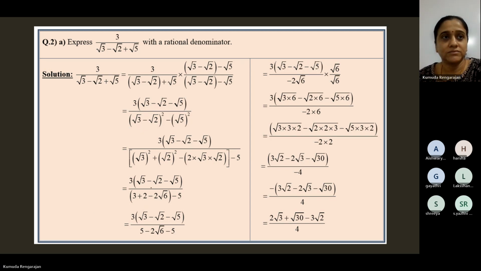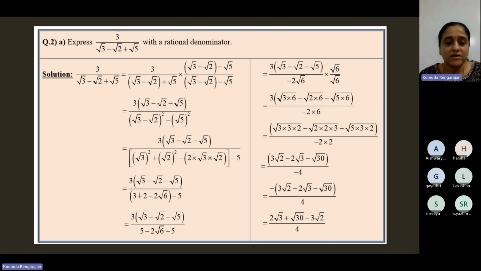Look at the board. Okay, write the numerator as it is. And what is root 3 the whole square? 3. What is root 2 the whole square? 2. And here the product, root 3 into root 2 is root 6. So 2 root 6 minus 2 root 6. And minus 5. This minus 5.